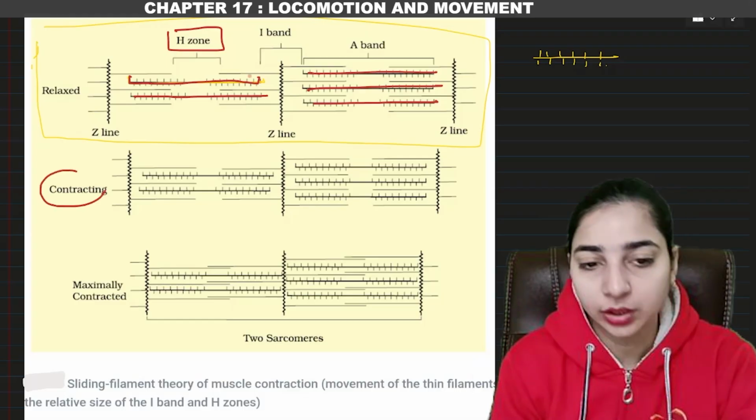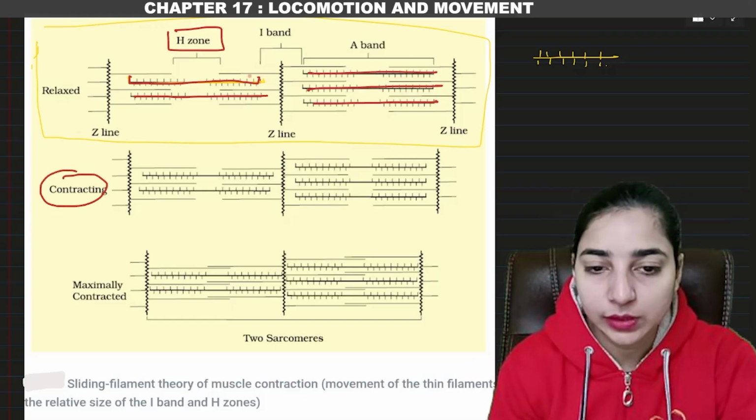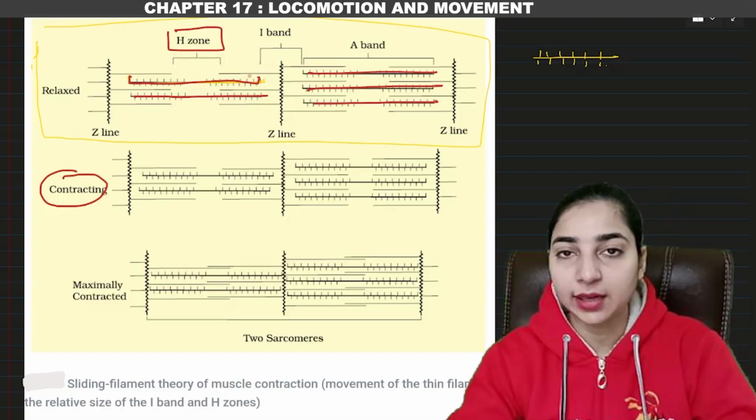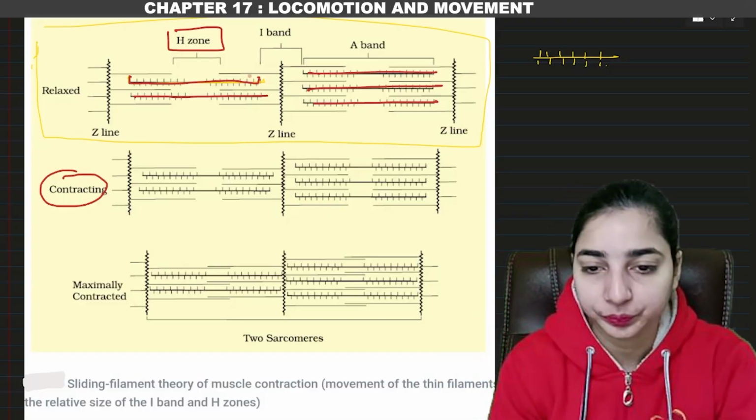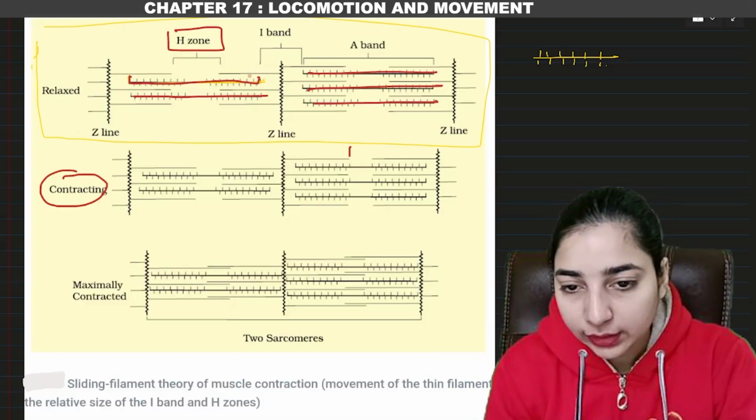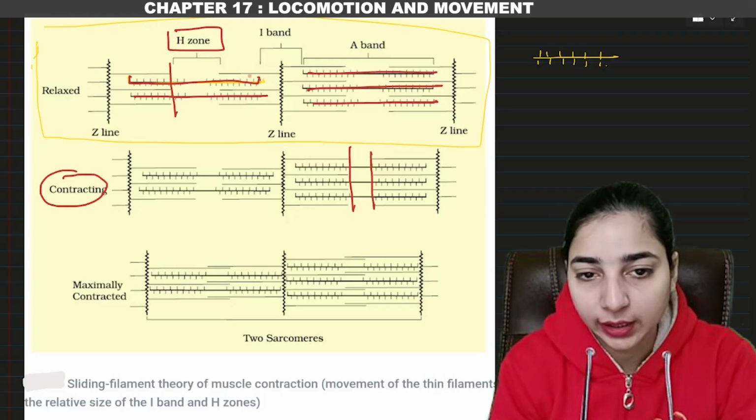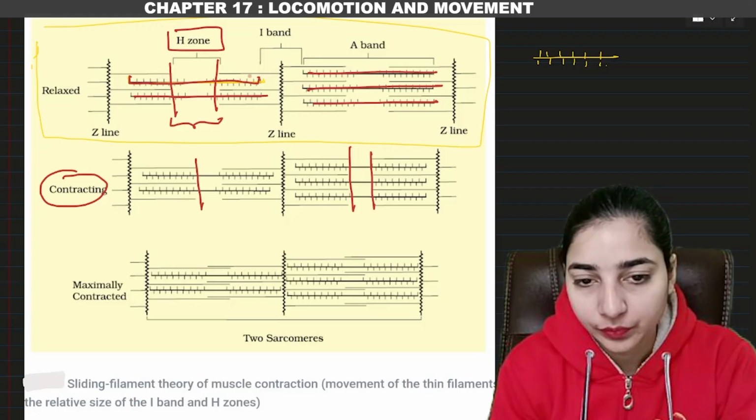During the contraction, just below that figure, you will see what happens. These actins start coming together. So now the length of the H zone is reduced. Earlier it was so thick. The H zone was thick. Now the H zone is reduced.